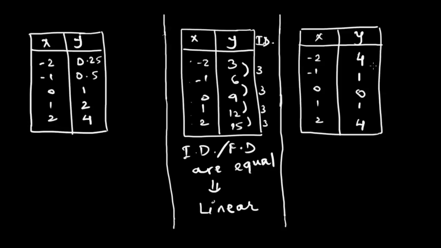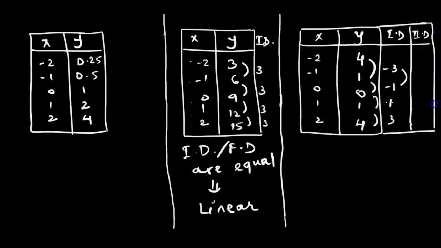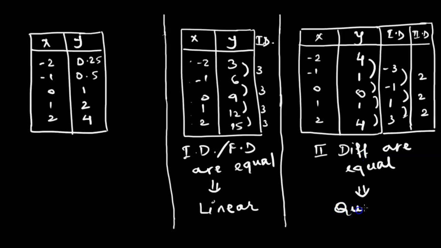When we find the differences, 1 minus 4 is negative 3, 0 minus 1 is negative 1, 1 minus 0 is 1, 4 minus 1 is 3. We see that the first differences are not equal, so we check the second differences. Negative 1 minus negative 3 is 2, 1 minus negative 1 is 2, 3 minus 1 is 2 again. We notice that the second differences are equal. So if the second differences are equal, the function is a quadratic function.